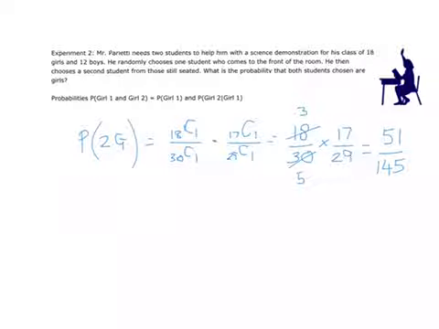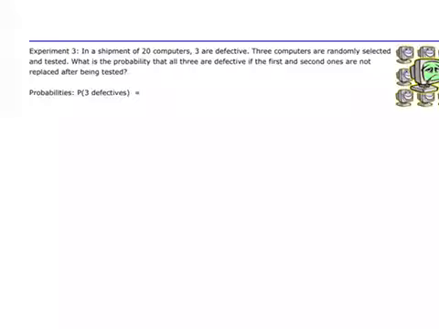And that's your probability of 2 girls given that event. Next question, a shipment of 20 computers, 3 are defective. So you've got 17 good ones and 3 bad ones. 3 computers are randomly selected and tested. What's the probability that all 3 are defective? The first and second ones are not replaced. So we're looking for the probability of all 3 being defective. We'll call that 3D.